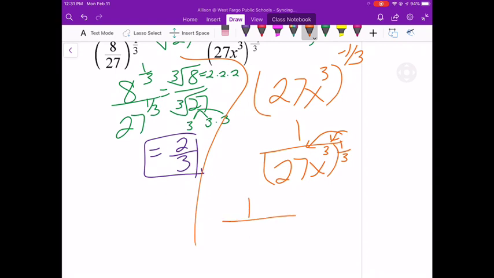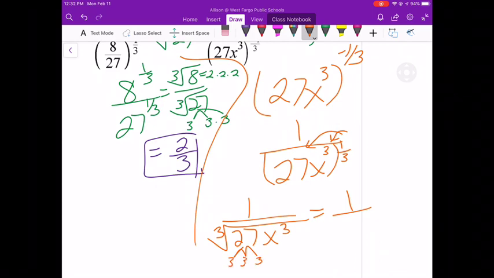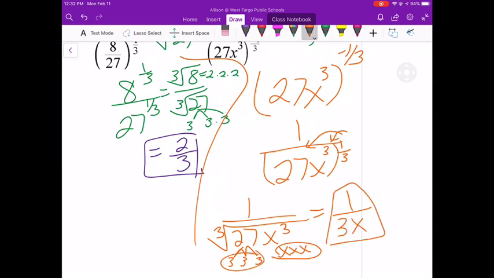Or you can change it back to a root. A 3rd power is the same thing as cubed root of 27x cubed. The cubed root of 27, that's 3 times 3 times 3, and x is x times x times x. So we can take out a 3, and we can take out an x, and there's nothing left over. So it'd be 1/3, 1 over 3x.